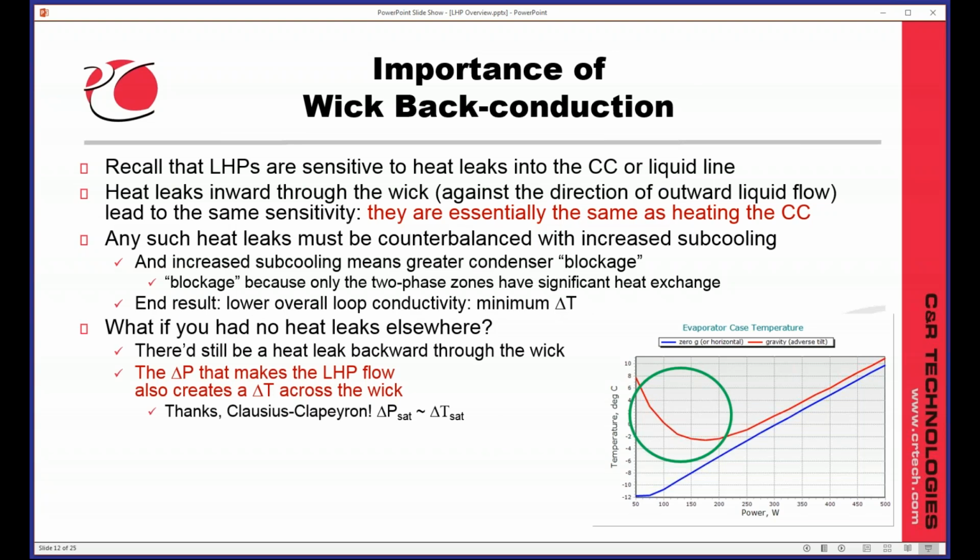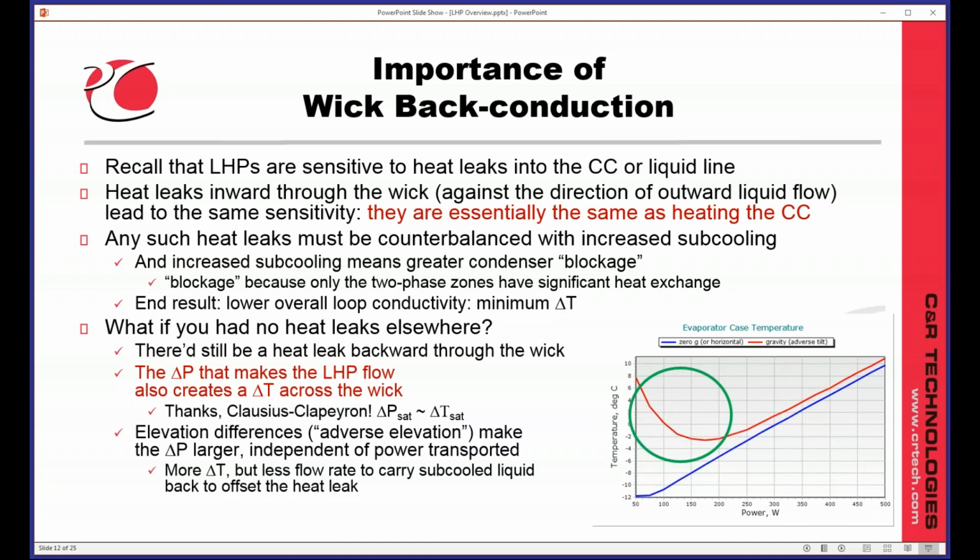Why? Because the delta P that makes the LHP flow in the first place creates a delta T. There are two saturation conditions, one on the outside of the wick, one on the inside of the condensation chamber. So thanks to good old Clausius Clapeyron, there's a delta P. If there's a delta P across the wick, there's also a delta T. If there's a delta T, there is back conduction. There is a hotter temperature on the outside than the inside, and so you have to create subcooling to fight that.